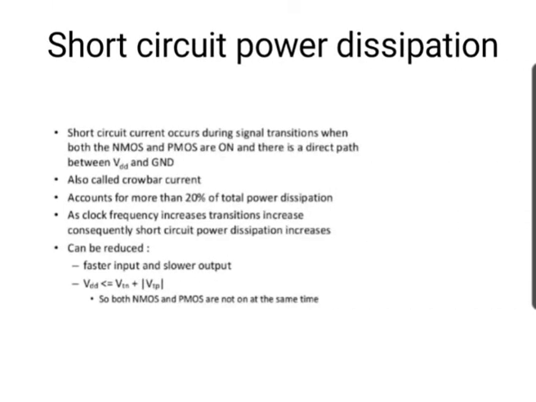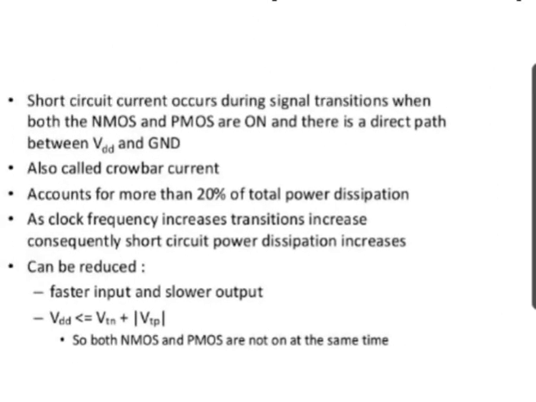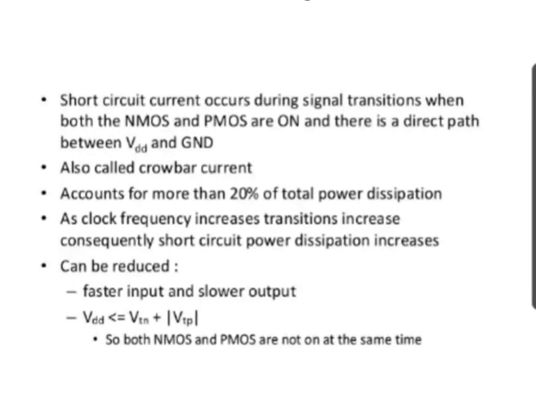Next is the short circuit power dissipation. The short circuit current occurs during a signal transition when both PMOS and NMOS are on and there is a direct path between VDD and ground, also called a crowbar current, and accounts for more than 20% of the total power dissipation. As the clock frequency increases, the transitions also increase. Consequently, short circuit power dissipation increases. So it can be reduced by faster input and slower output, so both NMOS and PMOS are not on at the same time.